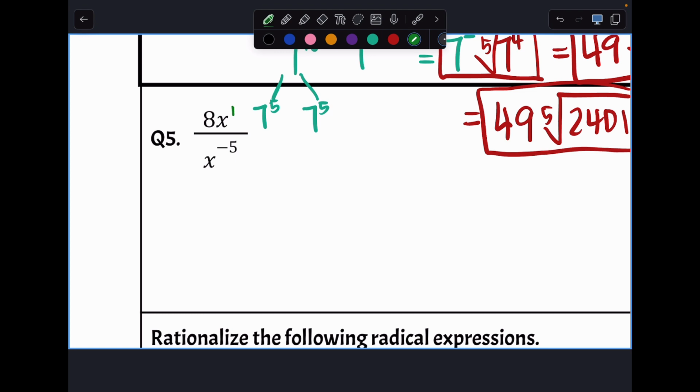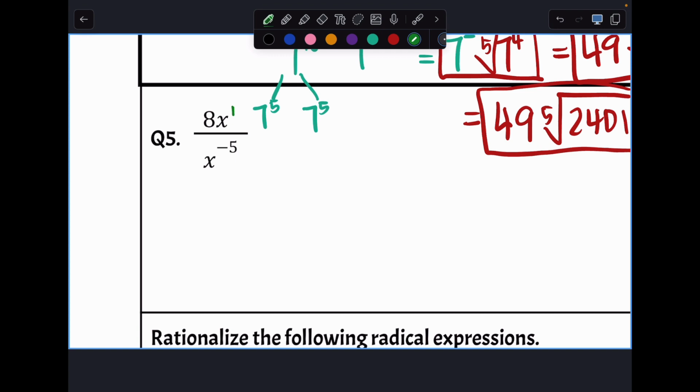Okay, 8x to the 1st power divided by x to the -5th power. Now, there's 2 ways to go about it. The rule for dividing exponential powers is that you take the numerator's exponent and the denominator's exponent of the same base and you subtract them. Do you remember that? It was a long time ago back in middle school.